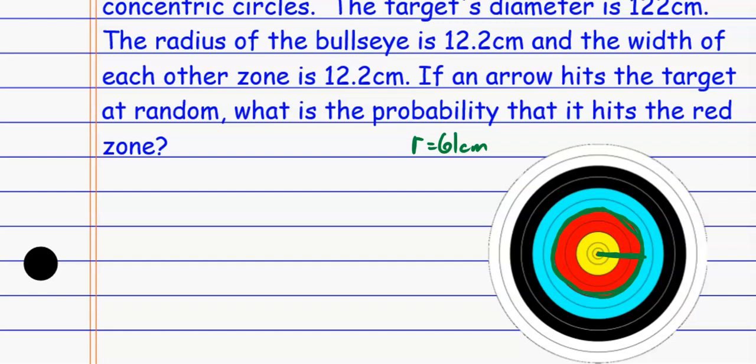Looking at the radius, it says the radius of the bullseye is 12.2. And then each of these sections is also 12.2. So the next colored zone, the red zone, is also 12.2. So the radius of that entire circle is going to be 24.4 centimeters.